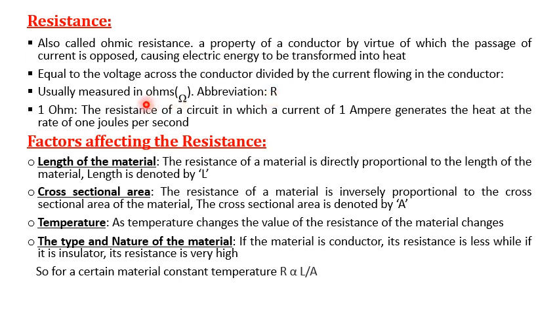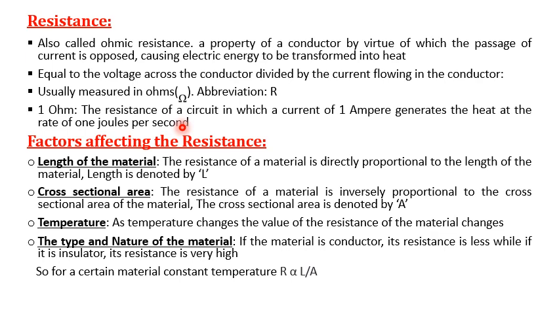If a resistance is said to be 1 ohm, that means 1 ampere of current can generate heat at the rate of 1 joule per second. So that is called 1 ohm: the resistance of a circuit in which a current of 1 ampere generates heat at the rate of 1 joule per second.